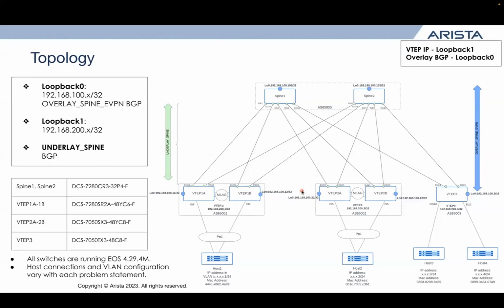Other than the BGP EVPN peering, we also have BGP running on the links between the VTEPs and the spines. This is represented in the green dots. This provides the underlay connectivity to the loopback 0 and loopback 1 IPs of the network. For the devices, we are using different data center switches for both VTEPs and spines, but all the devices are running the EOS version 4.29.4m.